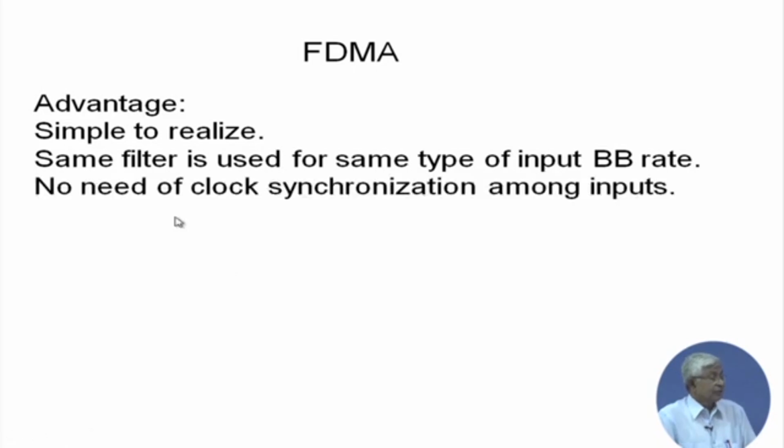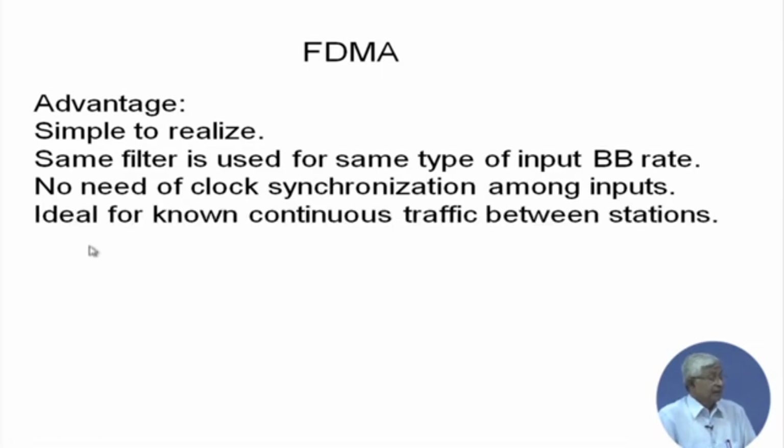So, there is no need of time synchronization because it is continuously going. So, there is no need of clock synchronization. These complications of clock synchronization we will see when we go into TDMA. So, this is one of the basic advantages people state about FDMA over TDMA: no need of clock synchronization among the inputs. They can transmit any time. It is ideal, obviously they can transmit any time, but ideal when it is a continuous traffic.